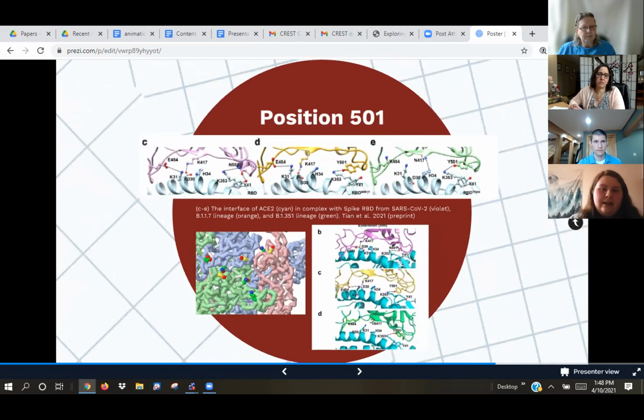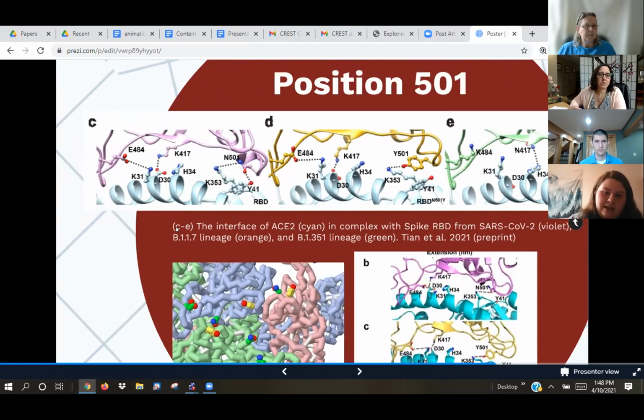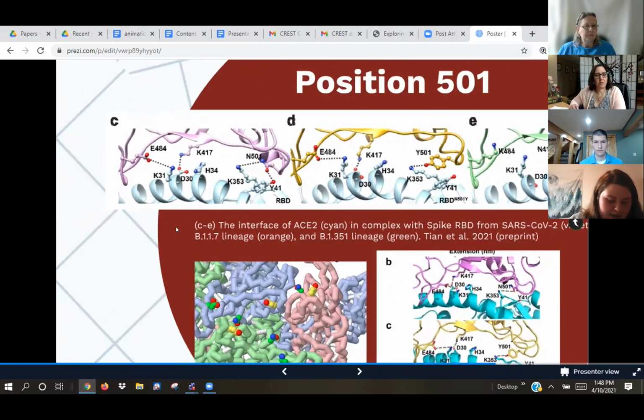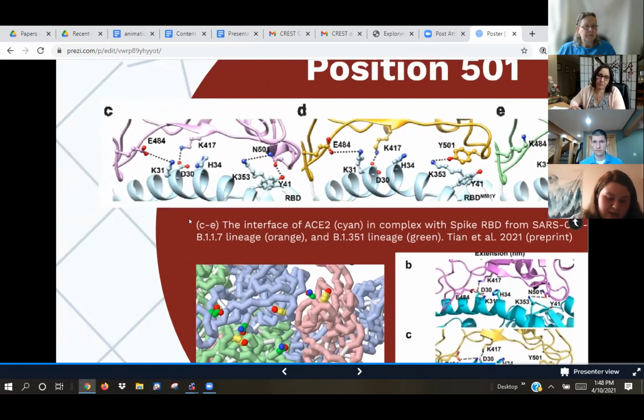As you can see in our model, we have the deletion in salmon and the chain in blue. Then position 501 is seen in both the South African and the UK variants. 501 is located in the receptor binding domain, specifically the receptor binding motif, which plays an important role in structural stability in the receptor binding domain. The exact relationship of why this has a higher affinity for the ACE receptors is still being researched, but it does cause higher infectivity.